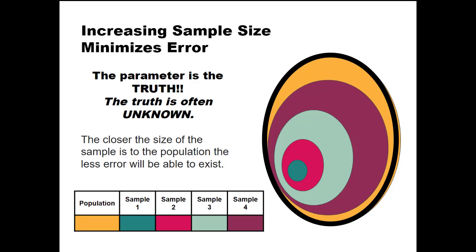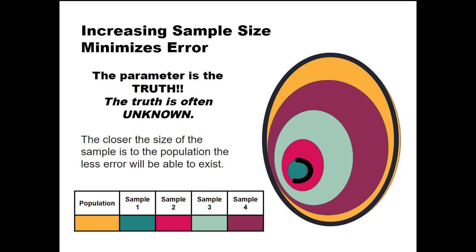In this dark purple sample, I'm covering even more of the population. So there is less room for error to occur. But unless I get the whole entire yellow circle covered, I won't know the truth. I'm only making an estimation based on the information that's available from the sample.